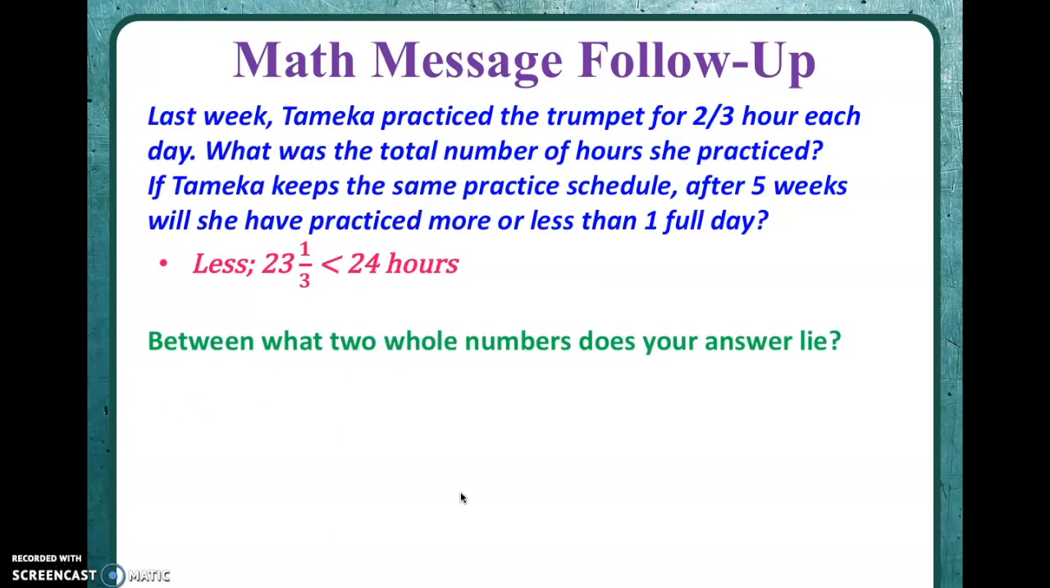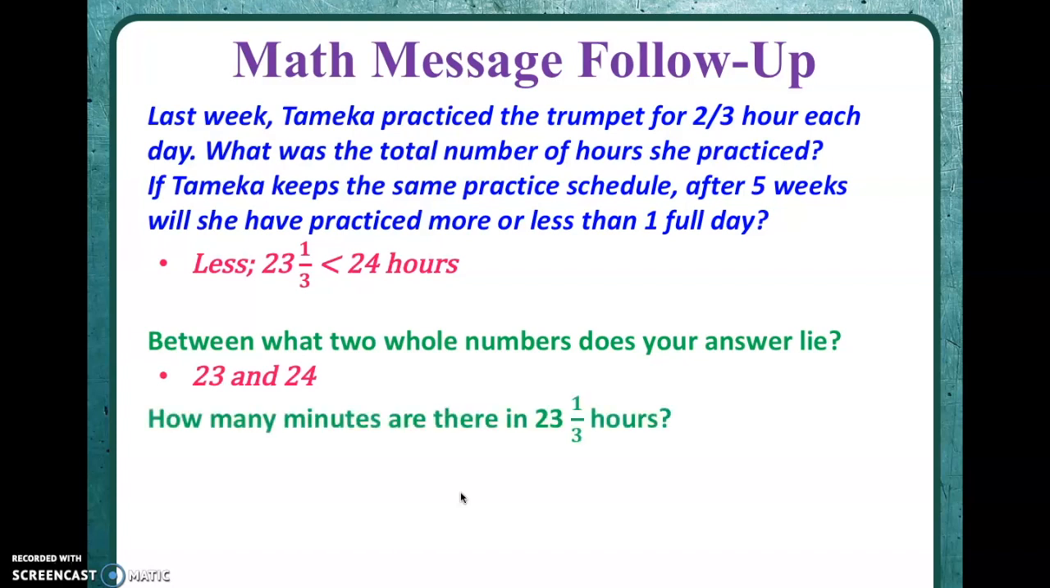So we're going to go ahead and answer the question. It says, will she have practiced more or less than 1 full day? Well, knowing that 24 hours is in 1 full day, she practiced 23 1/3 hours. So she practiced less than 1 full day. Again, it says, between what 2 whole numbers does your answer lie? Well, since my answer is 23 1/3, it's a little bit bigger than 23, and it's not quite 24. So it's between 23 and 24 hours.